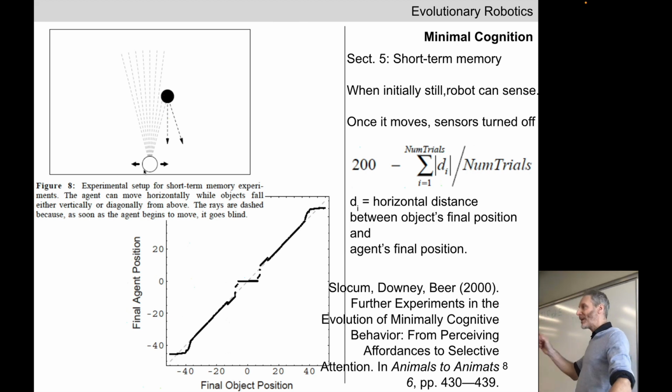We're going to go back to our Space Invaders robot. This is a robot that is able to move left and right along the bottom of the screen. So we're back to two motors. Again, the robot has 7 proximity sensors that report the length of these beams. They're drawn as dashed lines in this cartoon figure to represent that the moment the robot starts moving, it goes blind. The sensors shut off.